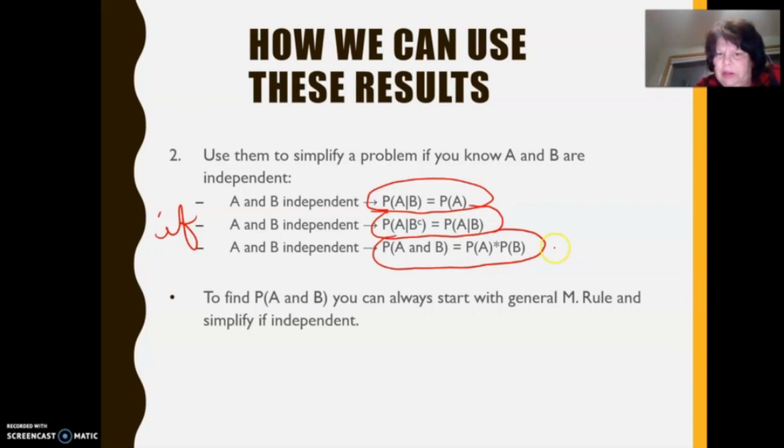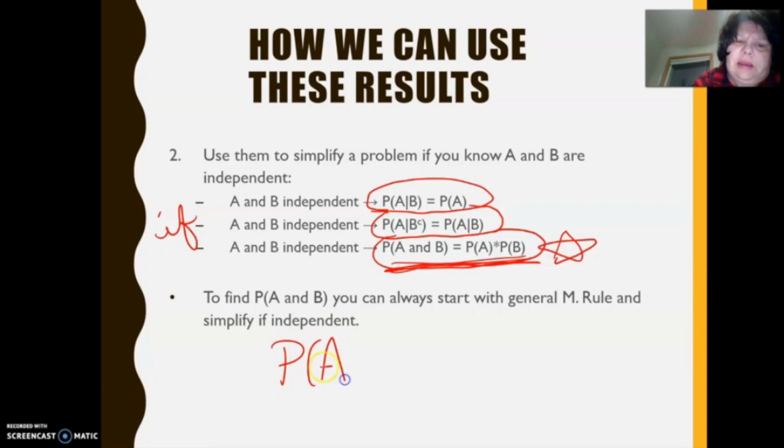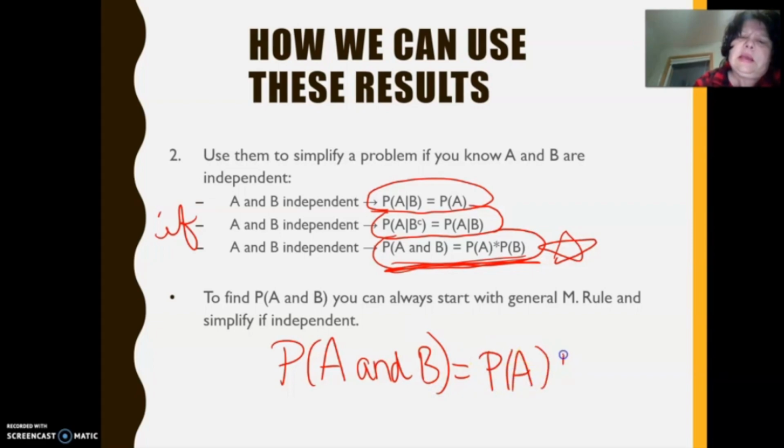Now, be very careful. This looks like something that's always true, right? Doesn't it? Because A and B is just A times B, but it's not always true. It's only true if they're independent. How do you deal with it if they're not independent? Or if you don't know, you have to do it this way. P of A times P of B given A with the multiplication rule.